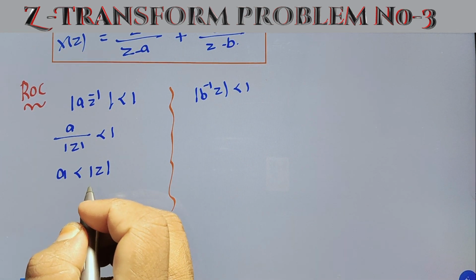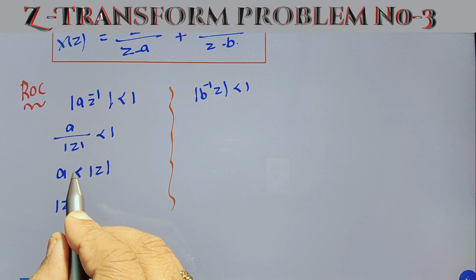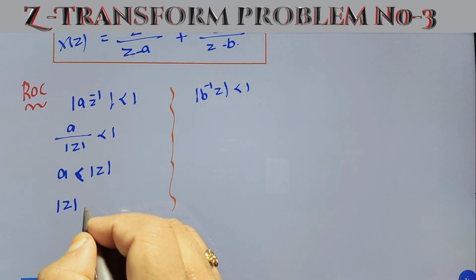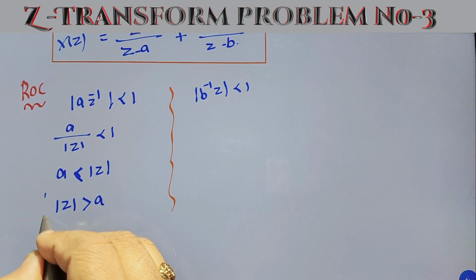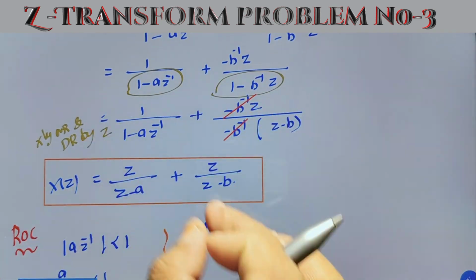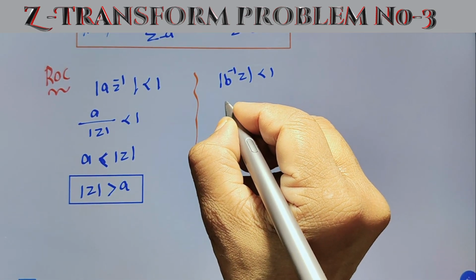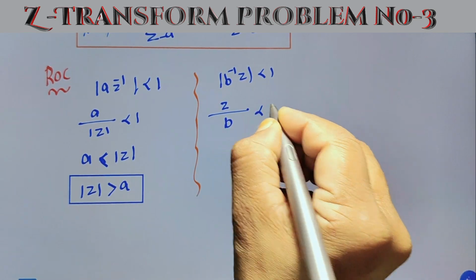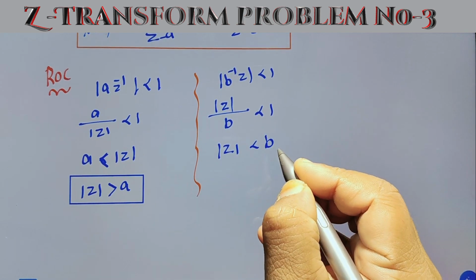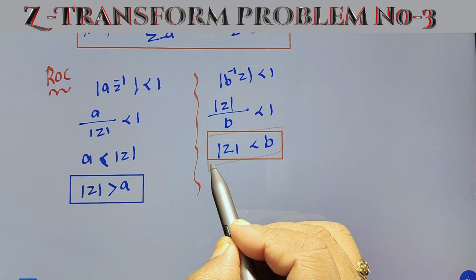Always keep the modulus of z term on the left side. So modulus of z, focus on the direction of the range: modulus of z greater than a. That is the first ROC. Likewise, write the second term's ROC: modulus of z divided by b less than 1. So modulus of z less than b. This is for the second term's ROC.